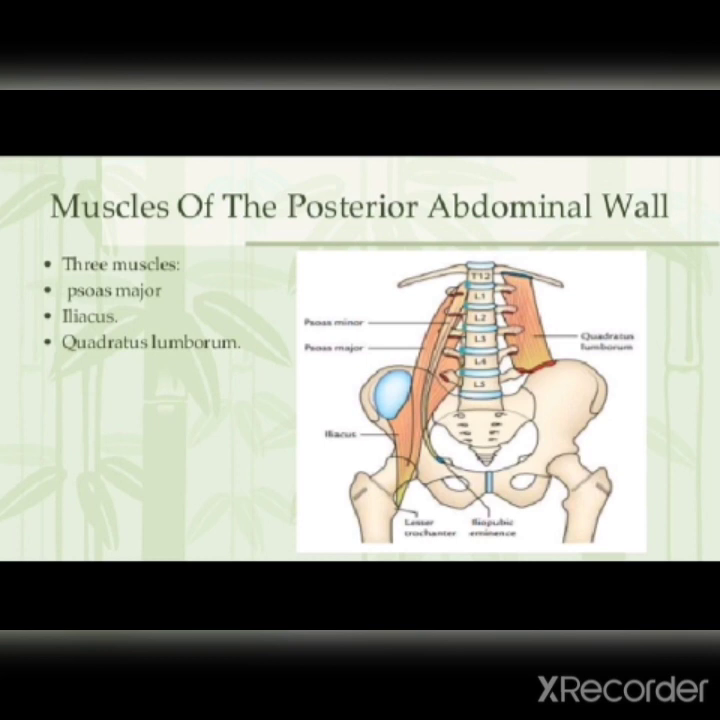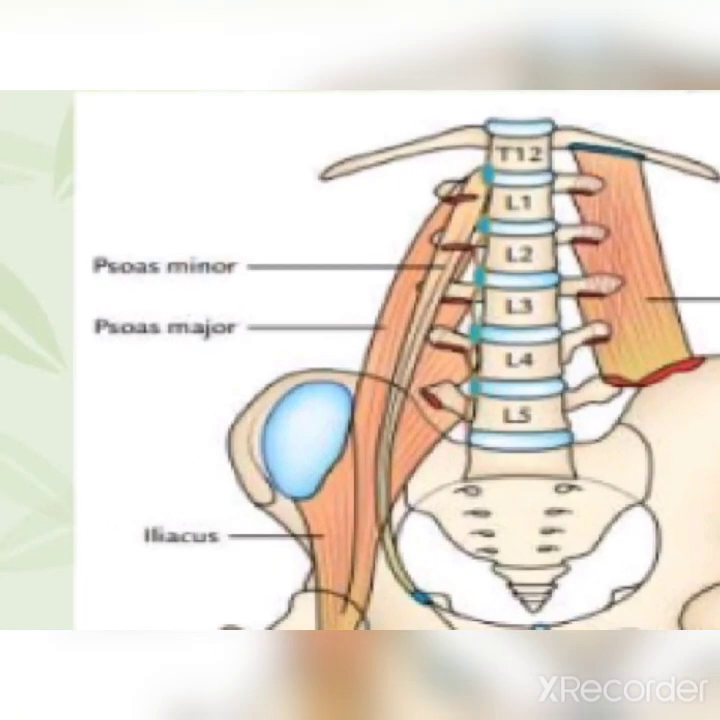Now, muscles of the posterior abdominal wall. The three major muscles are the psoas major, iliacus, and the quadratus lumborum. You can see here the psoas major. This is the psoas major. The other is psoas minor. And here down, this is the iliacus. So these are the different muscles.